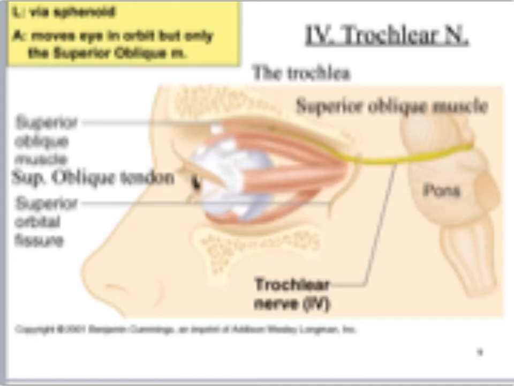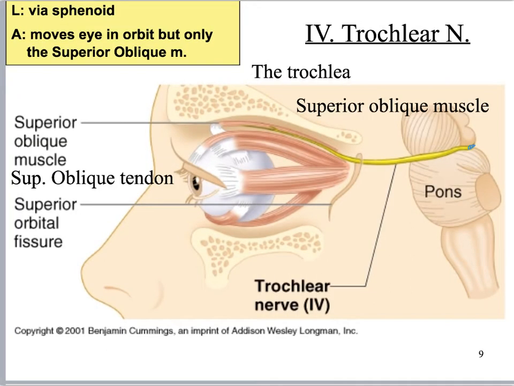All right, trochlear, also coming over here off of the midbrain, going through the orbital fissure. It comes to a single muscle, the superior oblique. So this is like seriously overkill for this cranial nerve. It's going to one muscle and that's all it does.